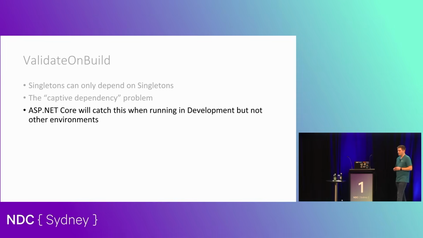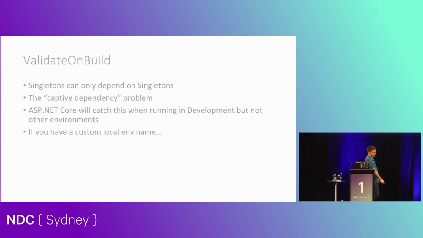By default, if you accidentally have a singleton that depends on, let's say, a DB context or something like that, ASP.NET Core will catch this when you're running in development, but not in other environments. Let's say you have a custom environment name called local for your local development. You will never catch this problem until you deploy to dev, and if your environment is development there, then you would catch this problem.